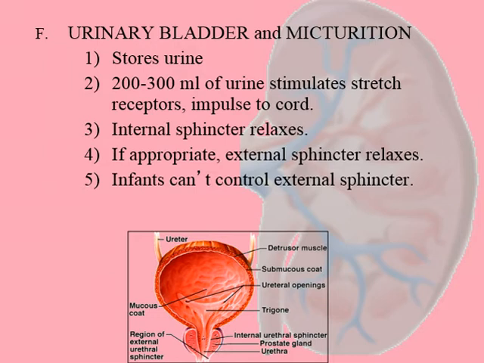There are specialized stretch receptors in the wall of the bladder, and when you get somewhere between 200 to 300 mils of urine in the bladder, so about a cup, a little bit more, these stretch receptors are stimulated. They'll send an impulse to the spinal cord, and the impulse comes back, and it will cause relaxation of the internal sphincter.